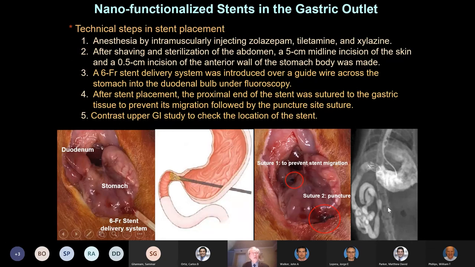After that, a contrast upper GI study was performed to check the location of the stent. Here you can see the stomach and duodenum. Here you can see the stent bridging the gastric outlet. And this is the duodenum and the proximal jejunum.